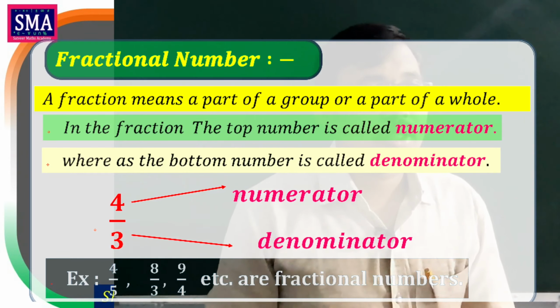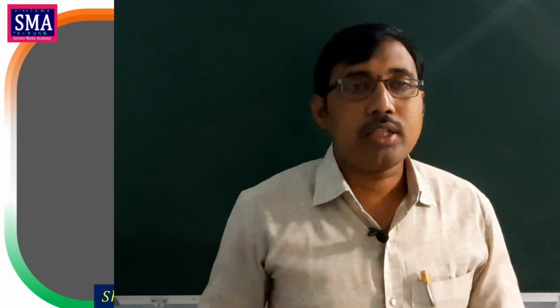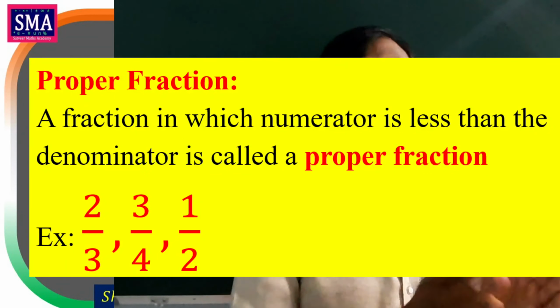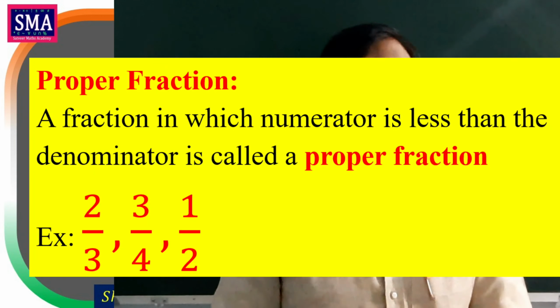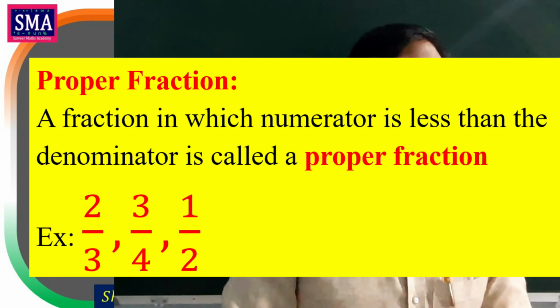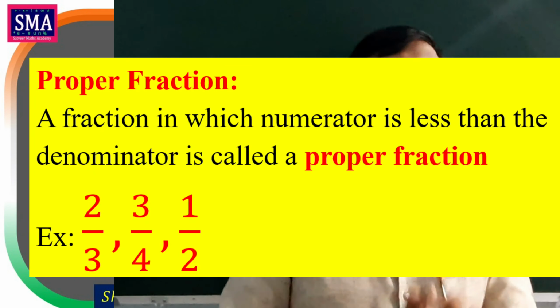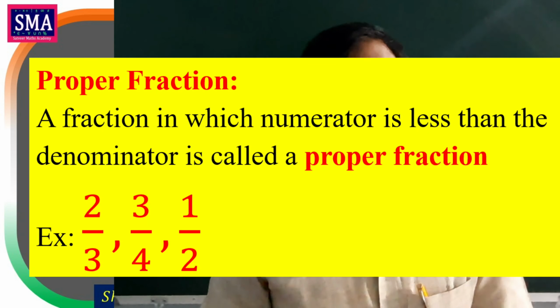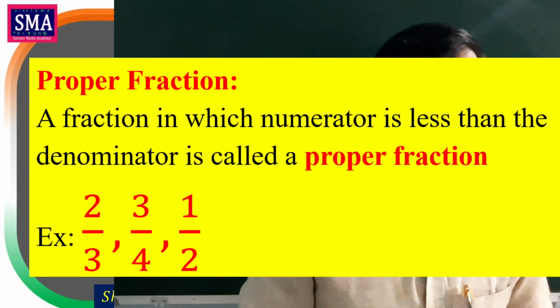Fractions are of 3 types: proper fraction, improper fraction and mixed fraction. In a proper fraction, the numerator is less than the denominator. For example, 2 by 3, 3 by 4, 1 by 2. Here the numerator is less than the denominator. These are called proper fractions.